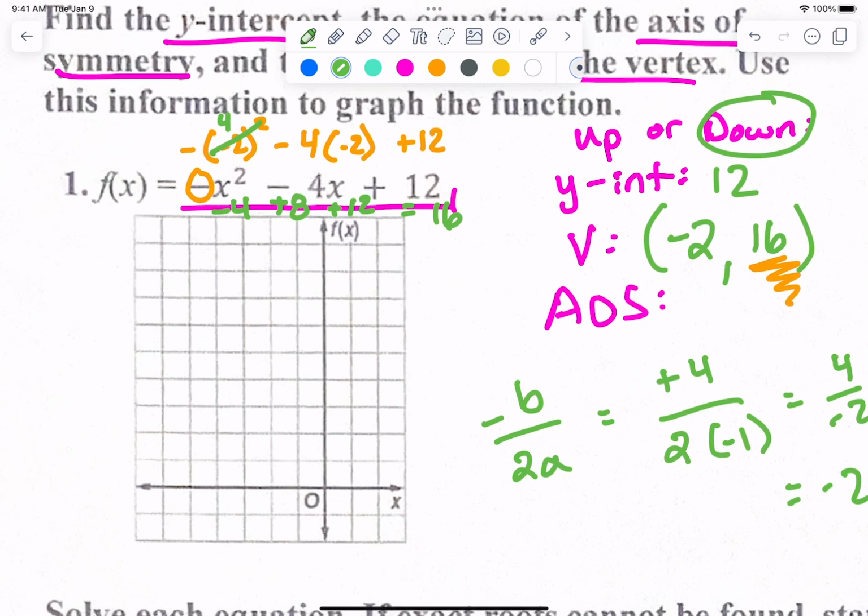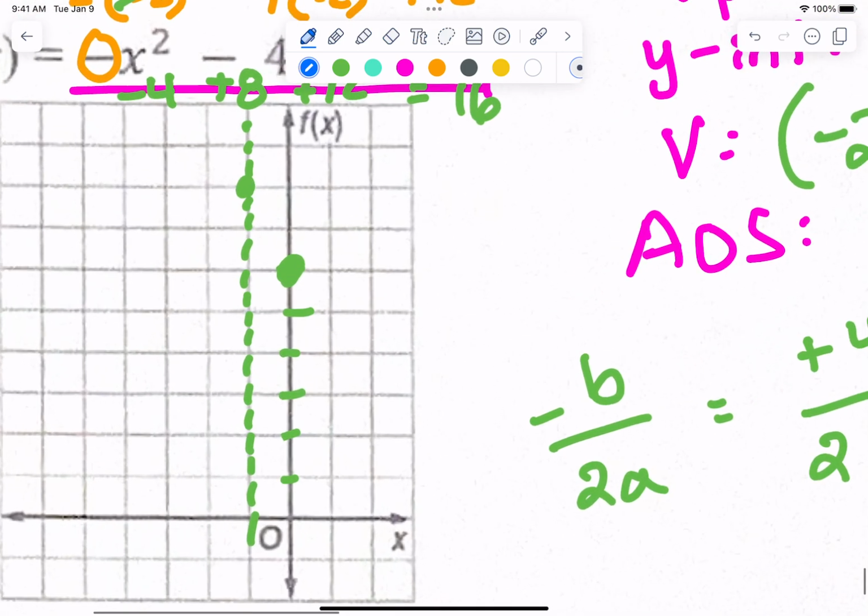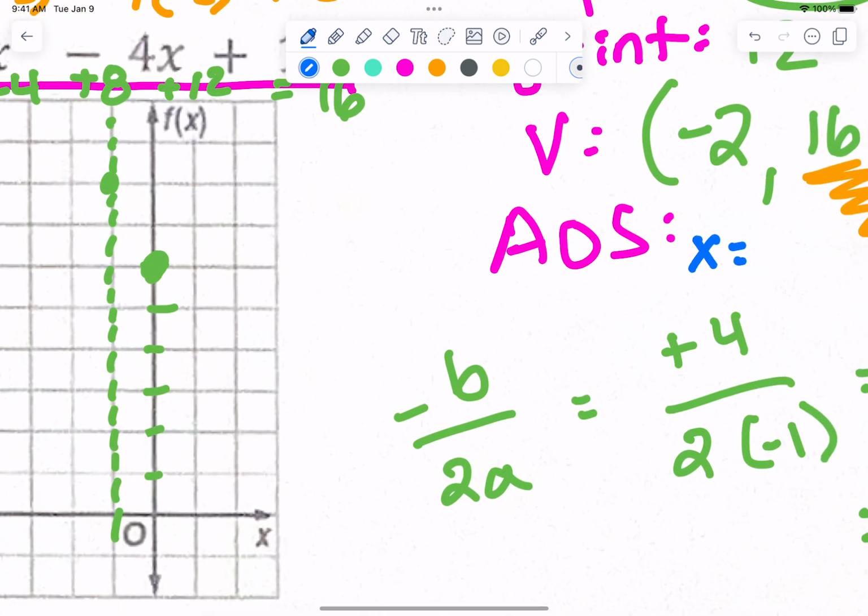We're up at 12. 2, 4, 6, 8, 10, 12. That's all the way up there. I'm going to go by 2s. Can I do that? Yeah, sure. 2, 4, 6, 8, 10, 12 is right here. So he's touching at 12. And then the vertex is negative 2, 16. So right there. This is my vertex. Yeah? All right, what's the axis of symmetry? What's that dotted line at? X equals negative 2. Perfect.